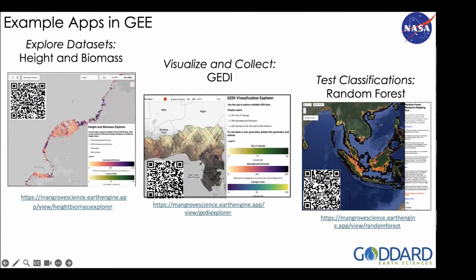And finally, I wanted to show some other examples. I think one that is quite useful also for people who are trying to produce their own maps is this app that uses a random forest algorithm. So essentially, it's a classification algorithm for mapping tailored specifically to map mangroves. And I think with that, I will end the show to make sure that I'm on time.